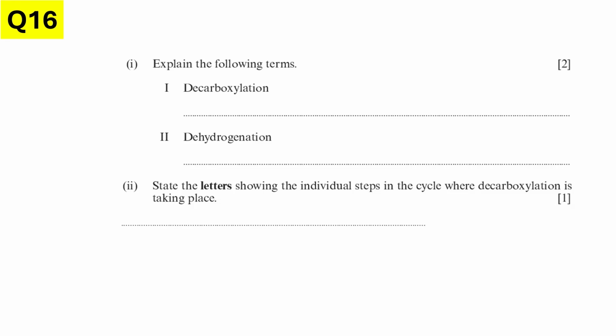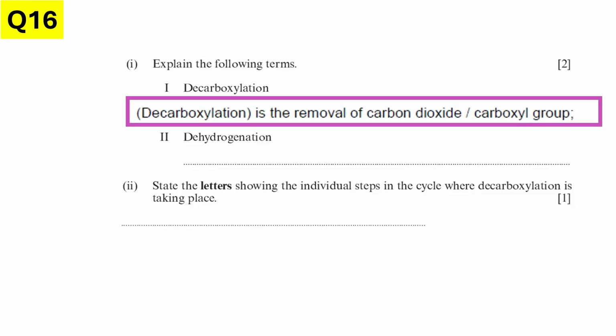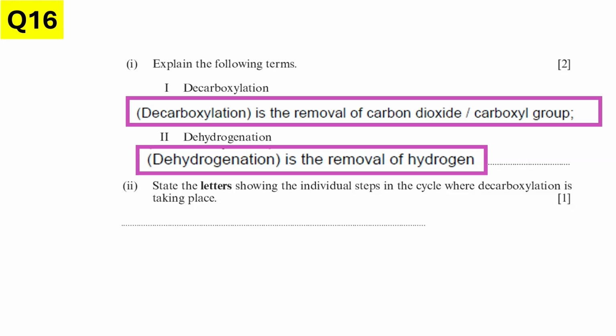So decarboxylation then, the enzyme is called decarboxylase, and it's the removal of a molecule of carbon dioxide from an existing intermediate. Dehydrogenation then is essentially oxidation, and it's the removal of hydrogen, which we transferred onto a coenzyme such as NAD or FAD. And the 2 letters that we just discussed were P and Q from the Krebs cycle.